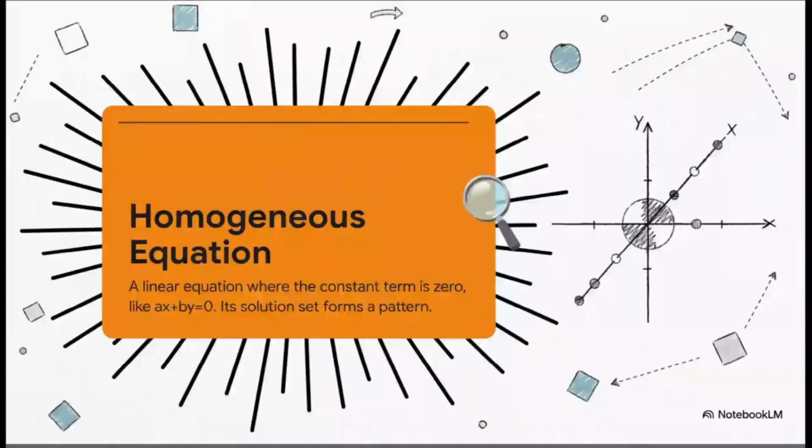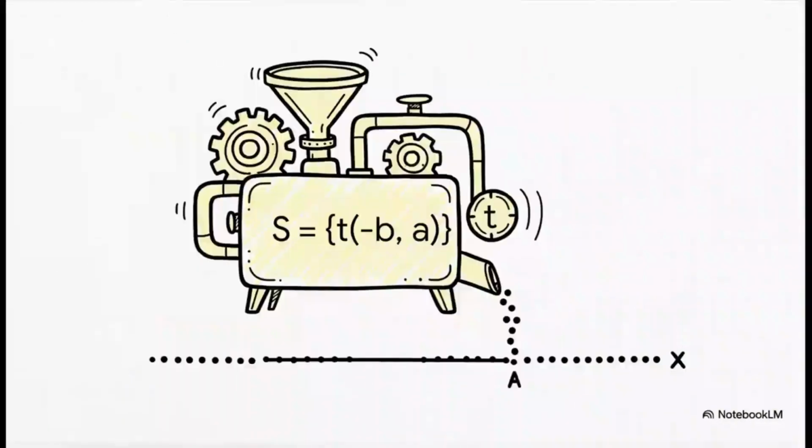So what exactly is a homogeneous equation? It's just the fancy name for our 0 case. And the cool thing is, its solutions aren't just a random mess of points. They form this beautiful, totally predictable pattern. It's a straight line that cuts right through the origin. And that pattern, that's what we're after. And here it is, that entire pattern captured in one tidy little formula.